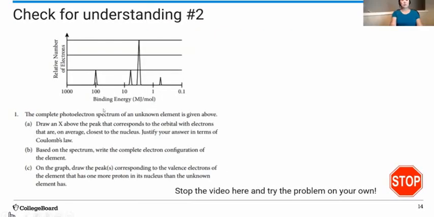Next, we're going to take a look at another example. For this example, then, this spectra you're going to use to answer these 3 questions. Before I have you answer the question, I just want to point out for part A that the question asks you to draw an X above the peak that corresponds to the orbital with electrons that are closest to the nucleus, and then to justify your answer in terms of Coulomb's law. So make sure you do both of those for part A, and then part B and part C. Press stop, answer the question, and then press play when you're ready to continue.